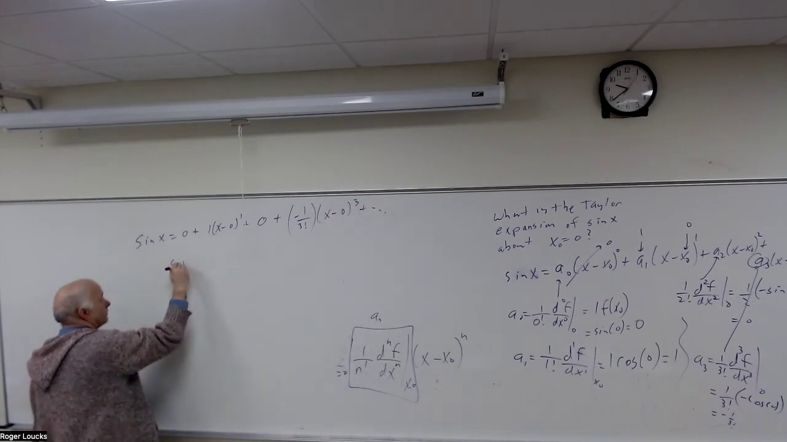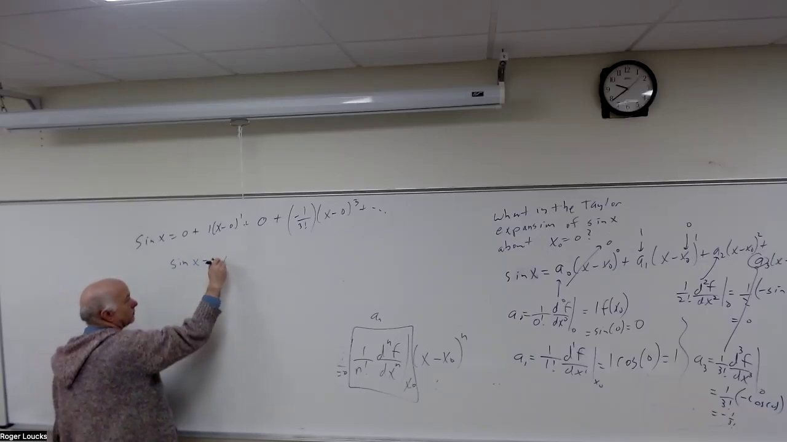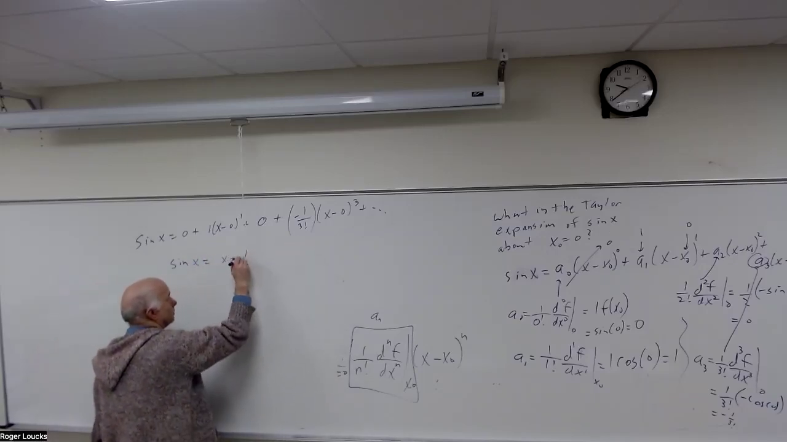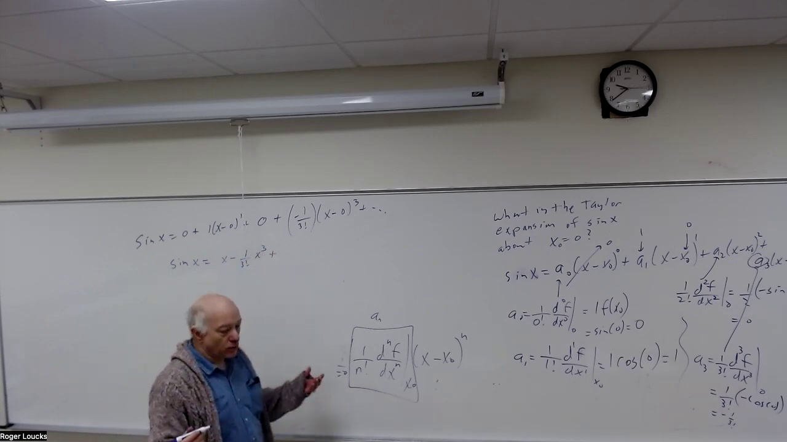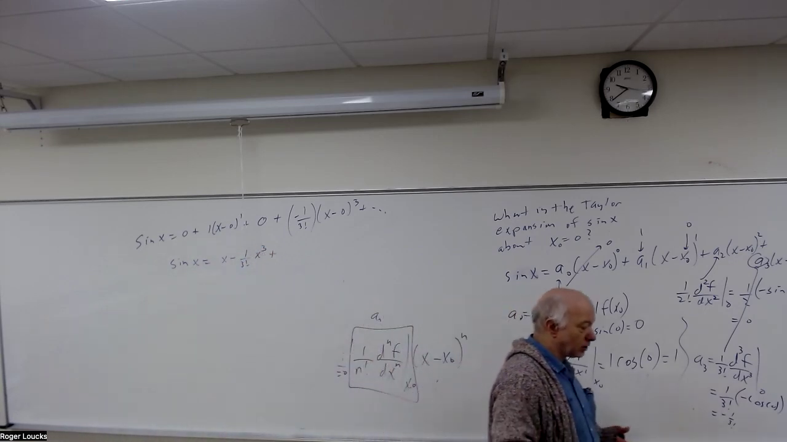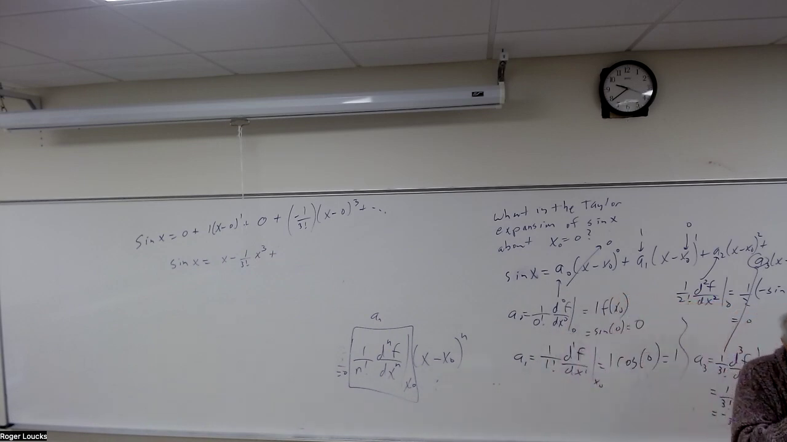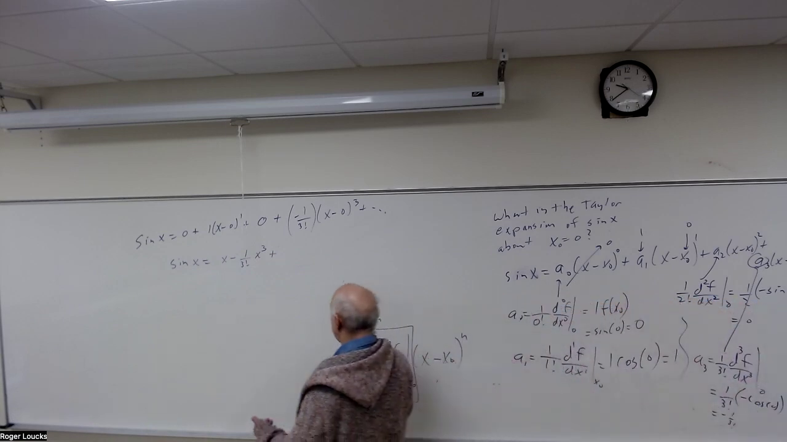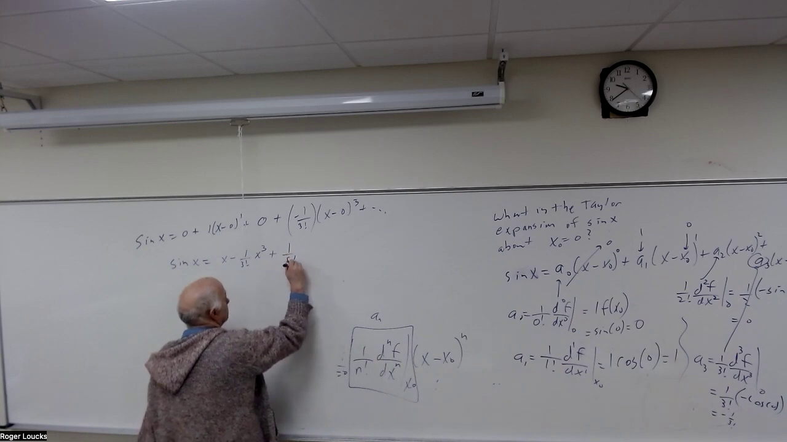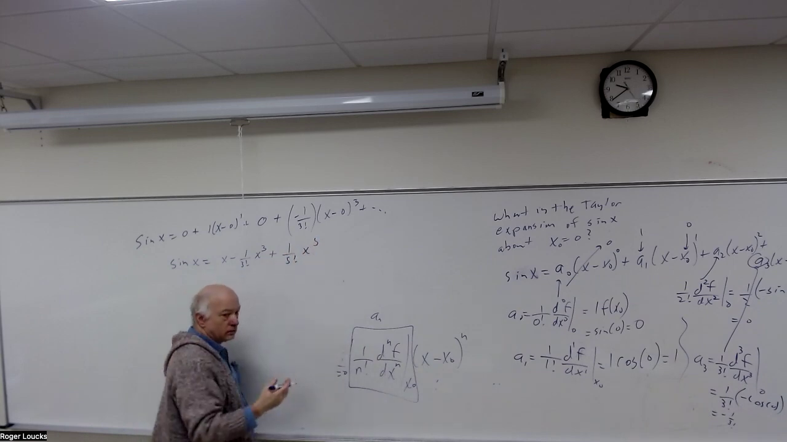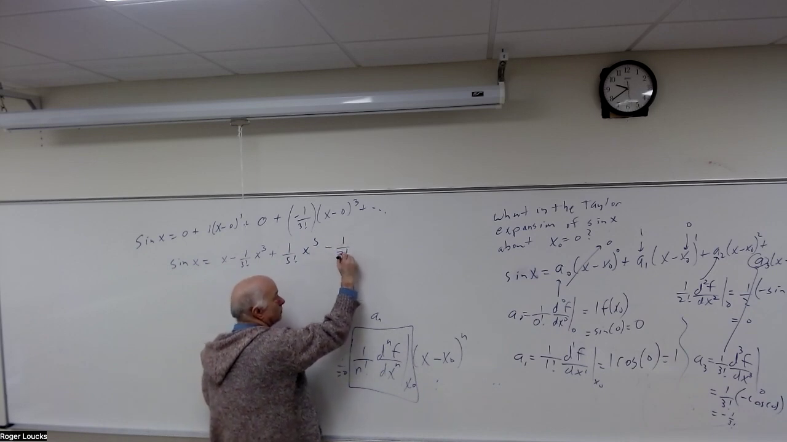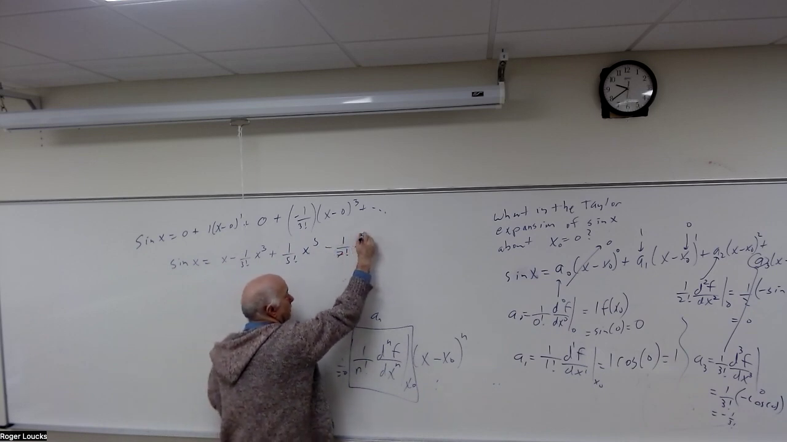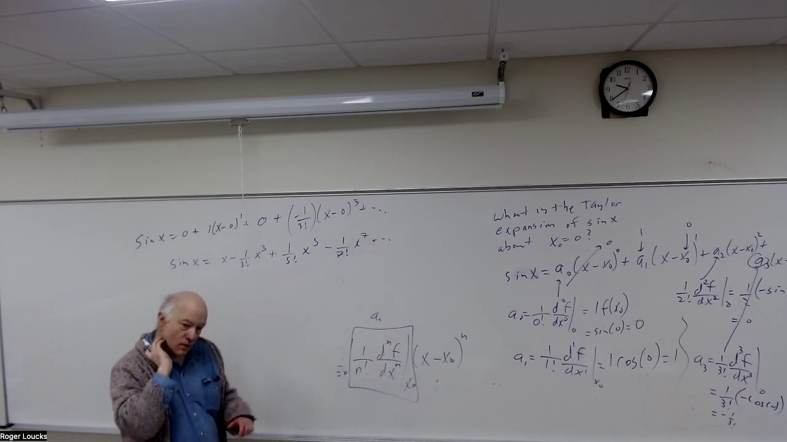So sine of x is what? x minus 1 over 3 factorial x cubed. To do the next term, look at the pattern. What's the next term going to be? Plus 1 over 5 factorial x to the fifth, and then minus 1 over 7 factorial x to the 7th, and then they alternate like that.